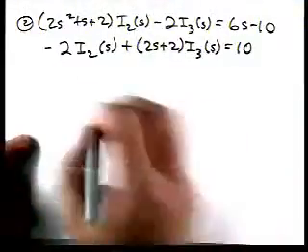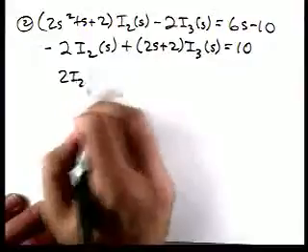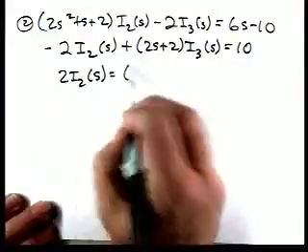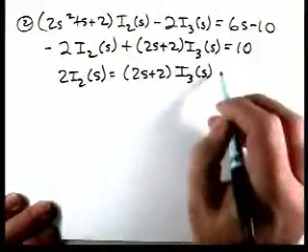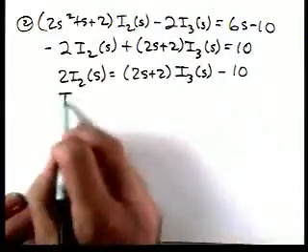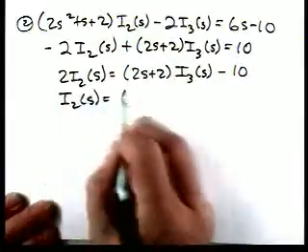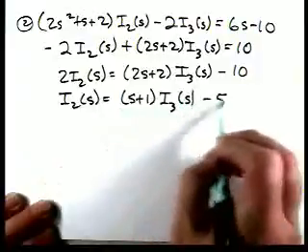Now let's take this equation and solve it for I2. If we rearrange, we'll have 2I2 is equal to (2s plus 2) times I3 minus 10, or I2(s) is (s plus 1) I3 minus 5.